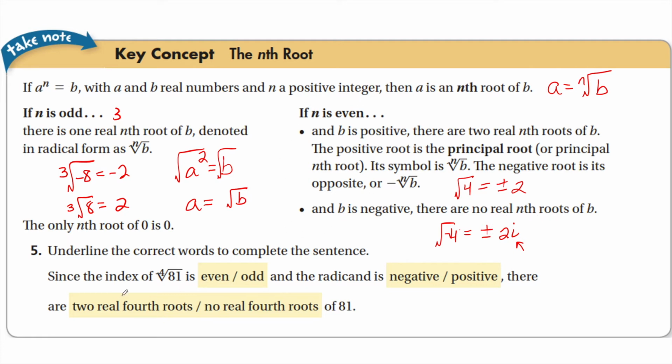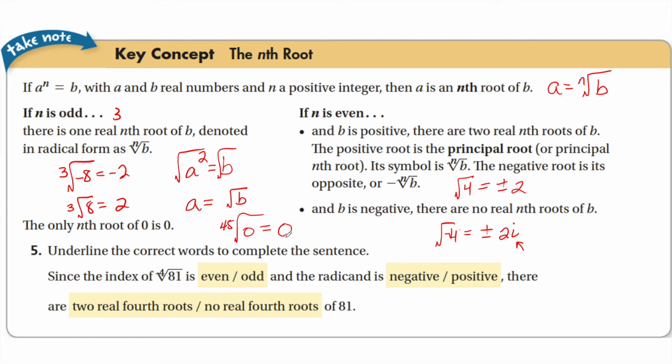And last but not least, before we get into question 5, the only nth root of 0 is 0. In other words, if I take the 45th root of 0, it's still going to equal 0. It's not going to change anything.